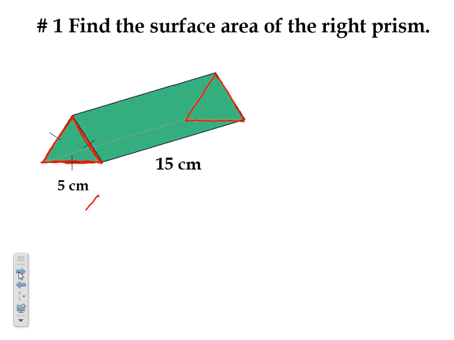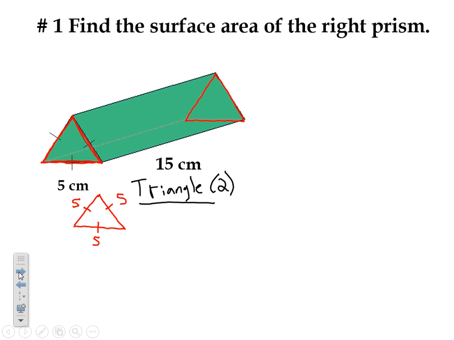So if I have this triangle, it is equilateral, all the sides are 5. In order to find the area of a triangle, and remember, we're going to have two triangles, one at each end, so that's something we have to remember, we have to know the base and the height, and then we're going to divide that by 2.